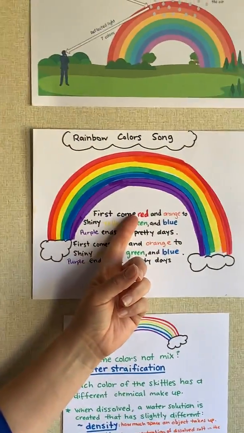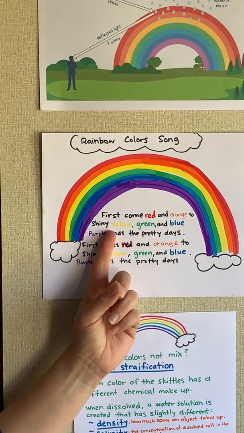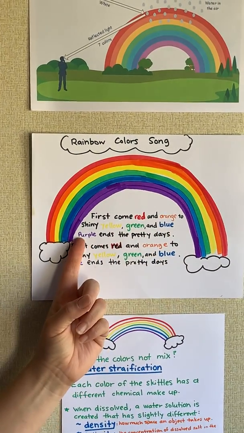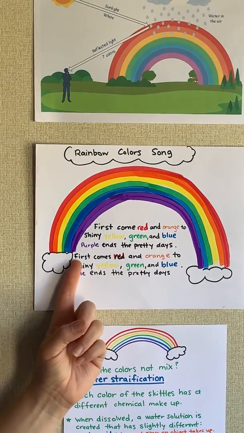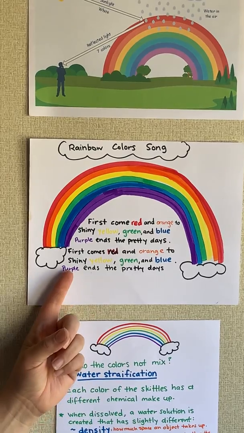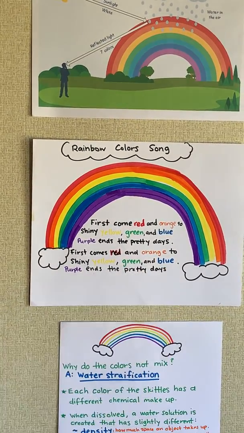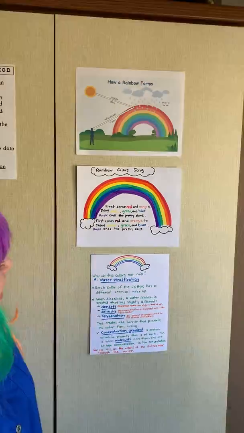First come red and orange, two, shiny yellow, green and blue. Purple ends the pretty days. First comes red and orange, two, shiny yellow, green and blue. Purple ends the pretty day.